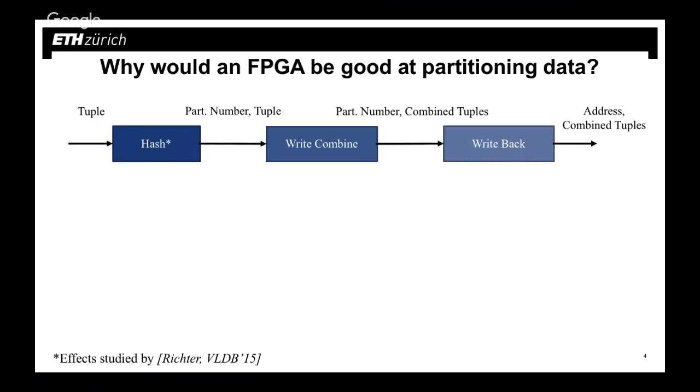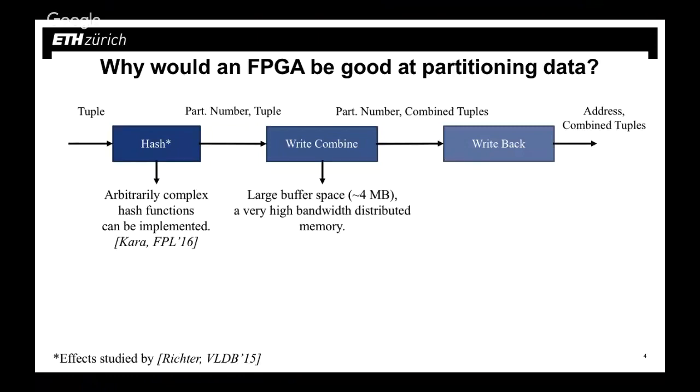Now if you imagine partitioning as a data flow like this, we have a couple of advantages on the FPGA. The first thing that we can do is we can actually implement arbitrarily complex hash functions on the FPGA without suffering any performance loss. The effects of choosing the right hash function for database operators have been studied by Richter and others in VLDB15. And we, in our own work, have shown that we can implement very complex hash functions like simple tabulation without suffering any performance loss in FPL16.